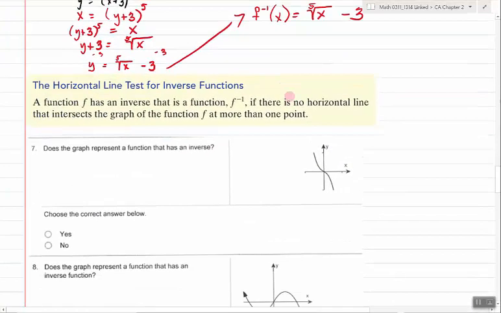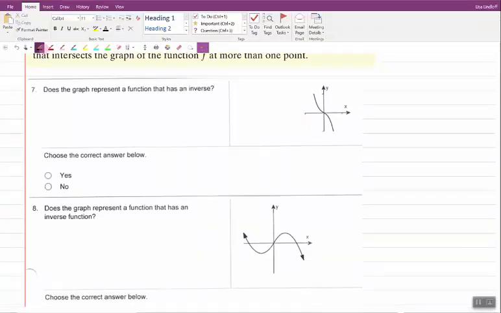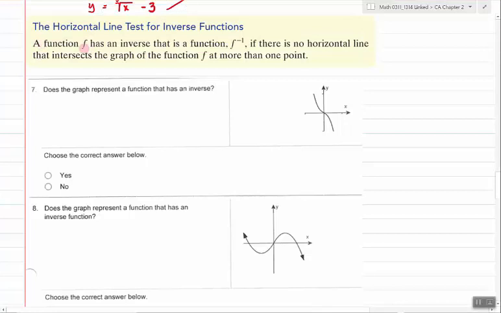Next, let's talk about something very easy to use. It's called the horizontal line test. And it says a function f has an inverse that is a function, therefore f inverse of x, if there is no horizontal line that intersects the graph of the function f at more than one point. I hope you remember from our very first lesson the vertical line test for functions. Now we're going to look at the horizontal line test, and it is for inverse functions.